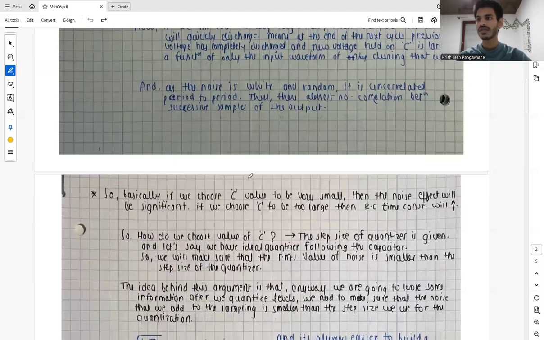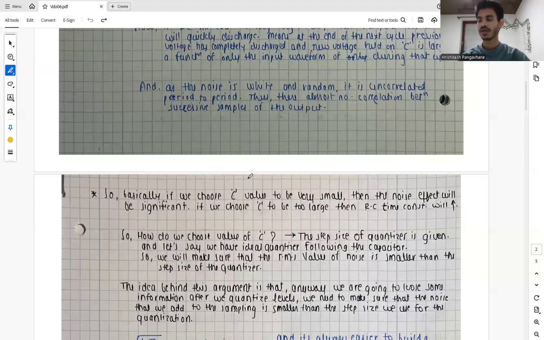Basically, if we choose the capacitor value to be very small, then the noise effect will be really significant because it's based on KT by C. If C is very small, then KT by C will be really significant. But at the same time, if we choose the capacitor value to be too large, then the RC time constant will be high, but as we said, we need the time constant to be small. So is there any way to choose the value of the capacitor?